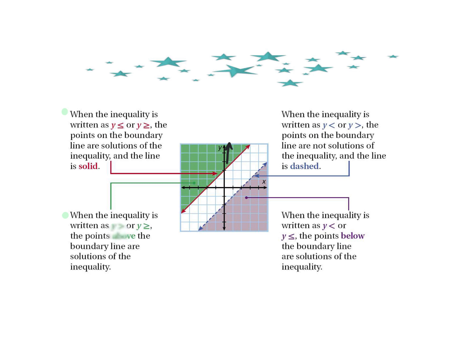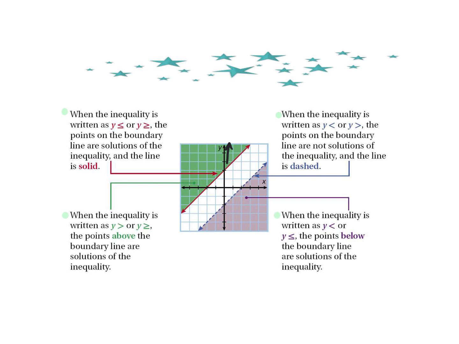Let me erase this so you guys see it. Now looking at the following, when the inequality is written as y is less than or y is greater than, the points of the boundary line are not a solution. So again, a dotted line, not a solution of the inequality, and the line is dashed. They keep saying dash, I keep saying dotted. It's the same thing. It's not a solid line.